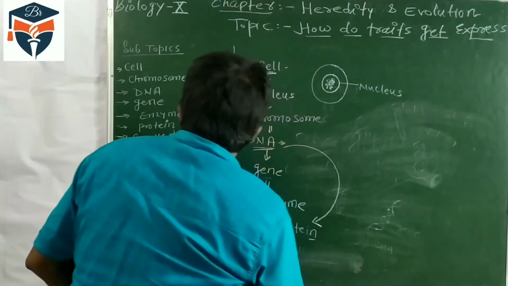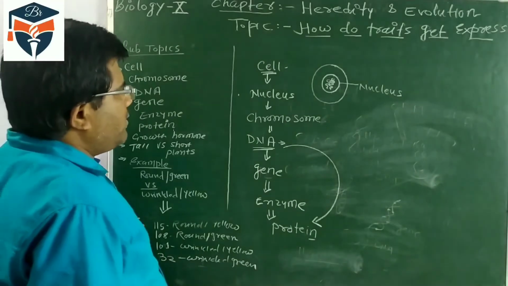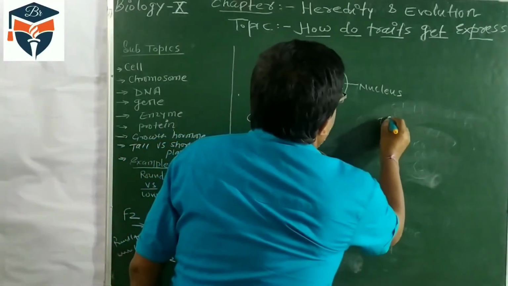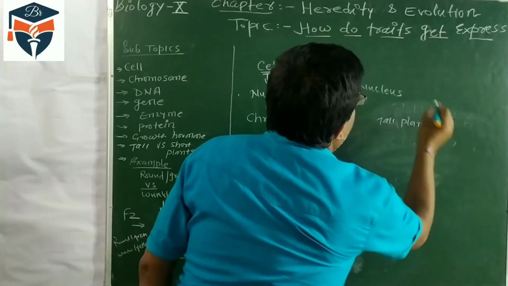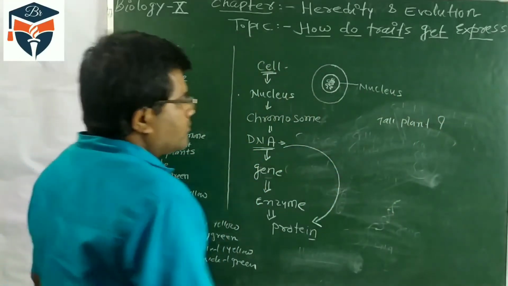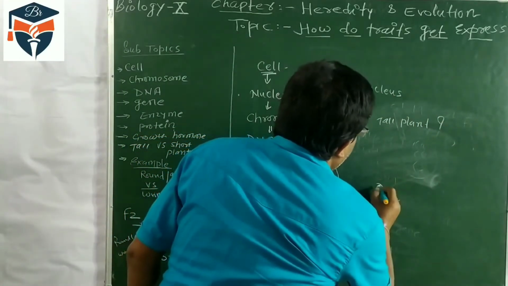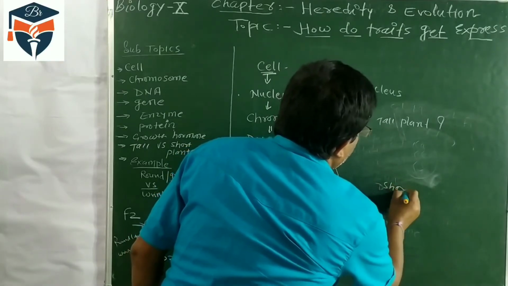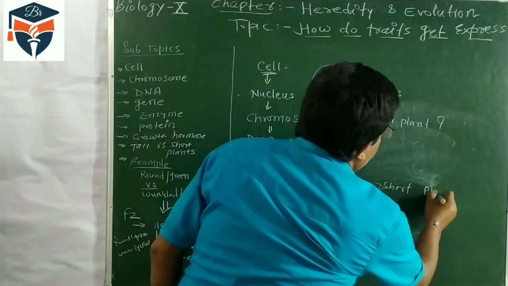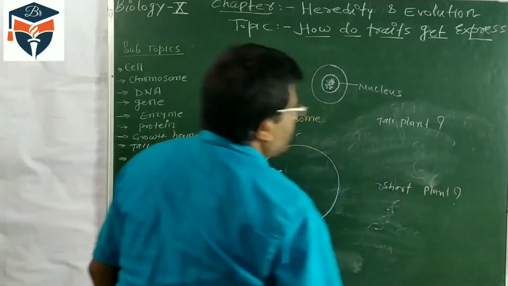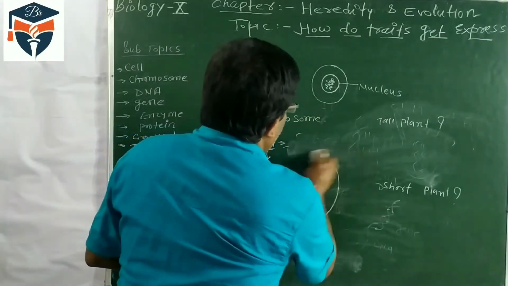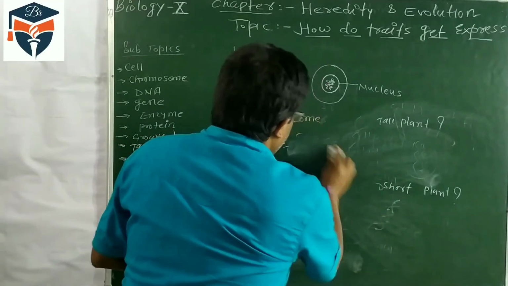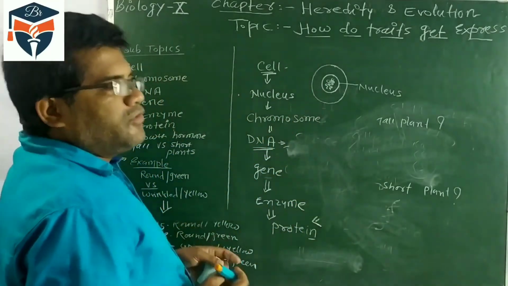So now we should understand, when I am talking about a tall plant, why is the plant tall? And if I am saying a short plant, why are these plants short? What is the mechanism for this? Why the plant is tall or short is very easy to understand.